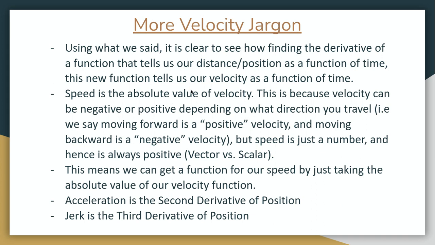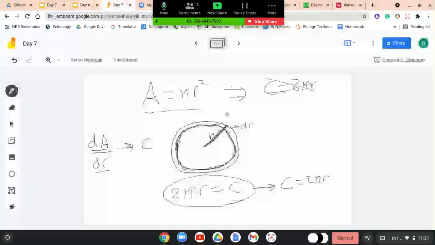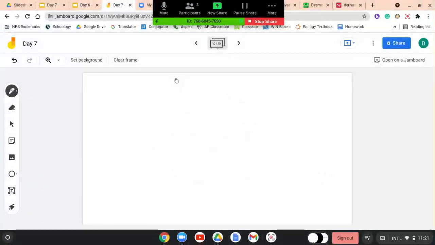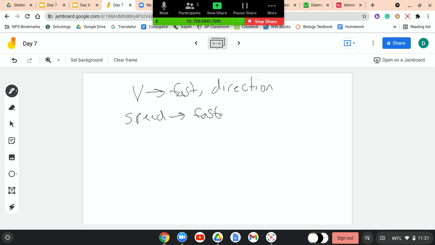So speed is the absolute value of velocity, and I'll explain why I mean that in just a second. Velocity cares about your direction. Do you remember learning this in physics? Velocity cares about how fast you're going and also the direction you're traveling in. Do you remember that from physics? Yeah. Cool. Speed just cares about how fast you're going. It doesn't care about the direction you're traveling, right?